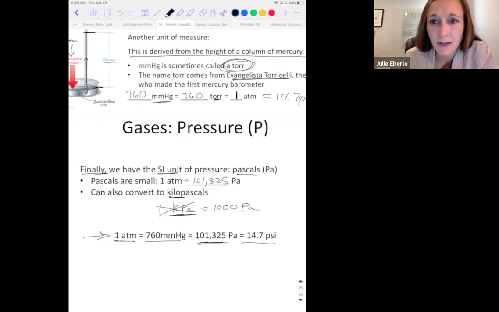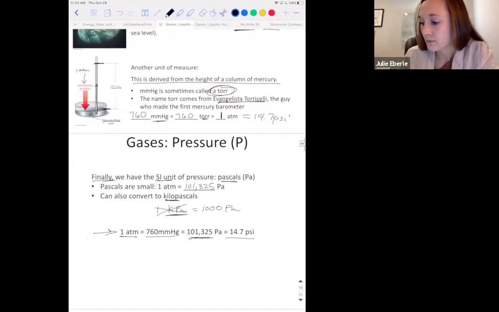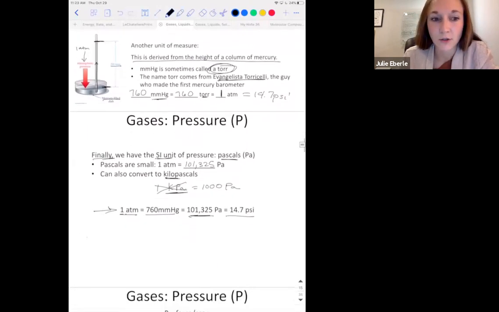And again, you have this slide for any quiz or any exam. You don't have to necessarily memorize all these. We will be pretty frequently converting between these units for these next things we're going to do. Okay, any questions on pressure?